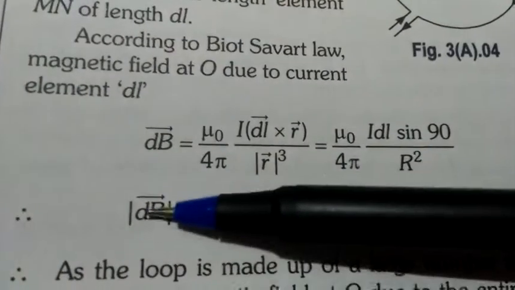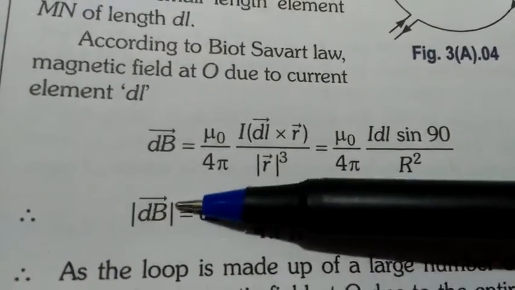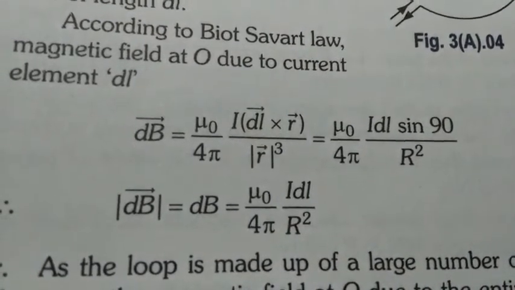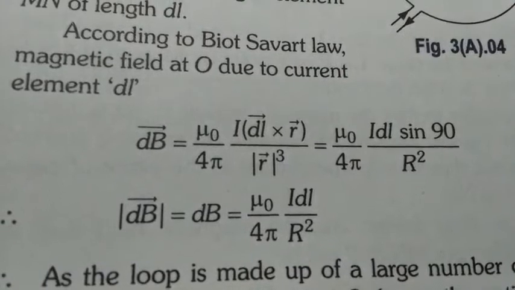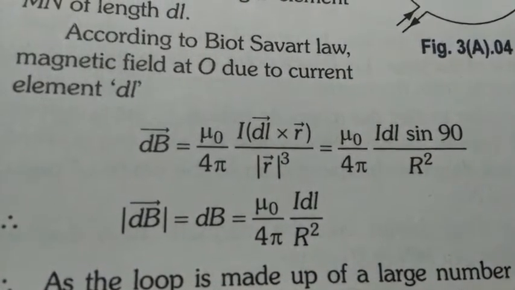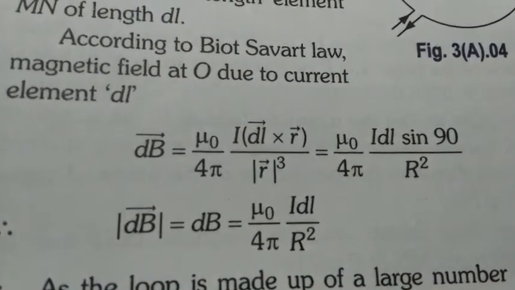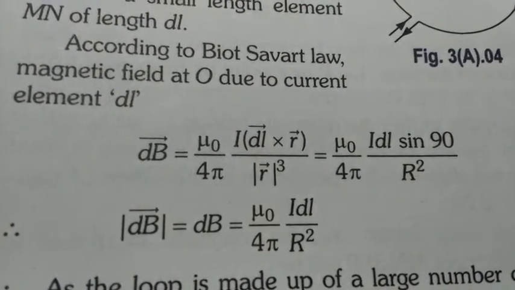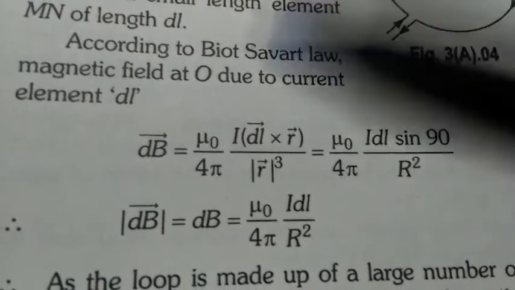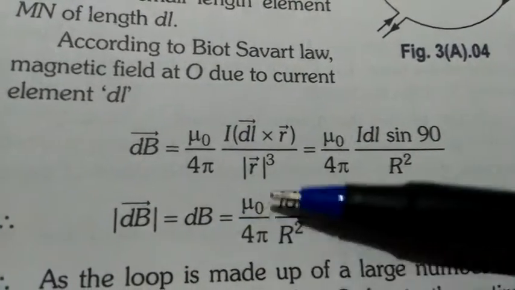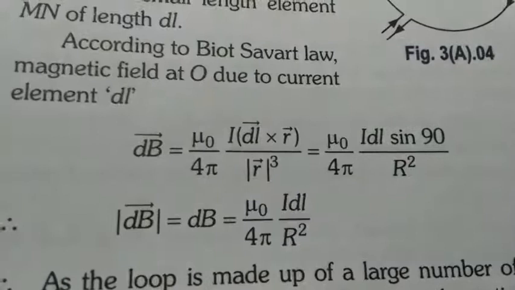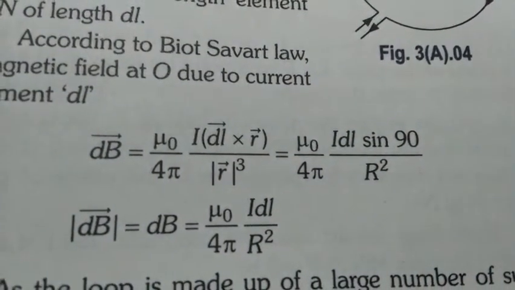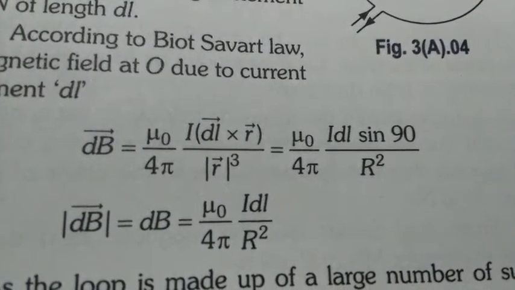Okay, here we have taken mod of dB. Because now we are only concerned with the magnitude of the magnetic field, and for magnitude we will take out the mod. So when we take out mod of any vector quantity, it becomes scalar quantity. Okay, so this formula is only showing the magnitude here. This is the magnetic field strength due to the small element dl.